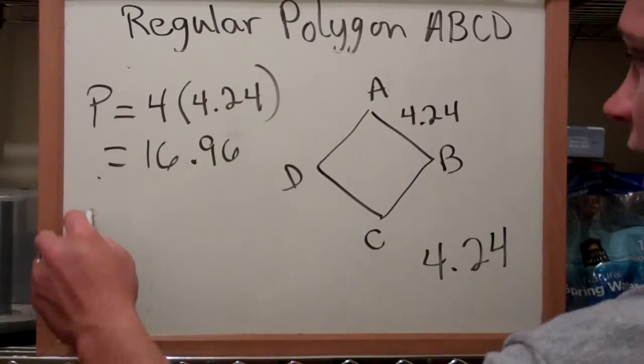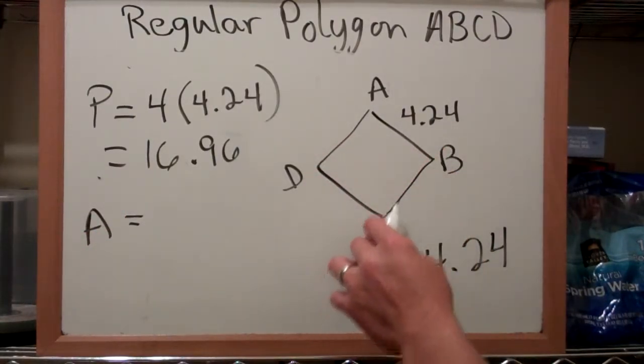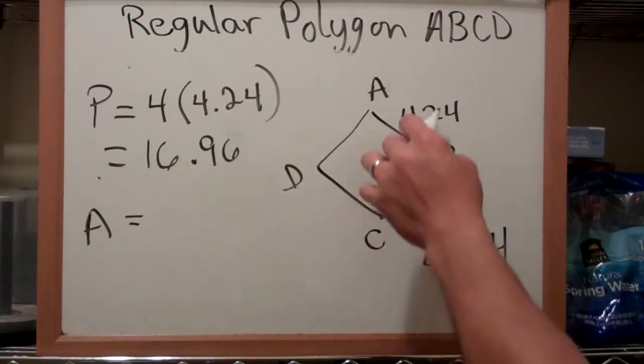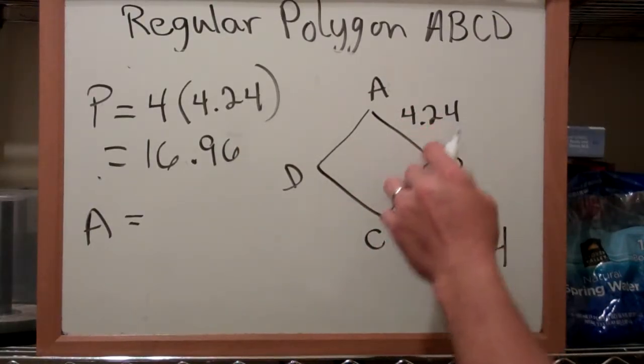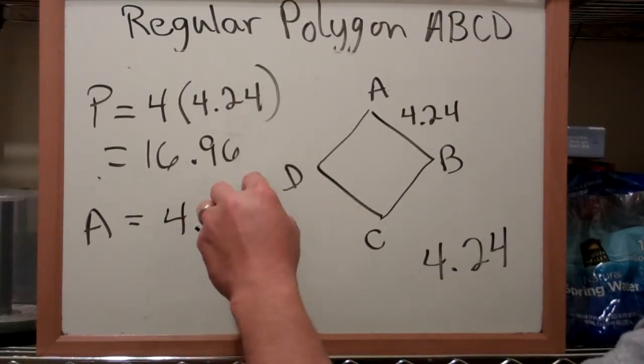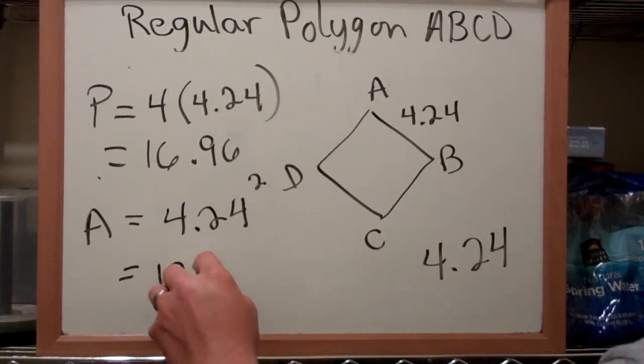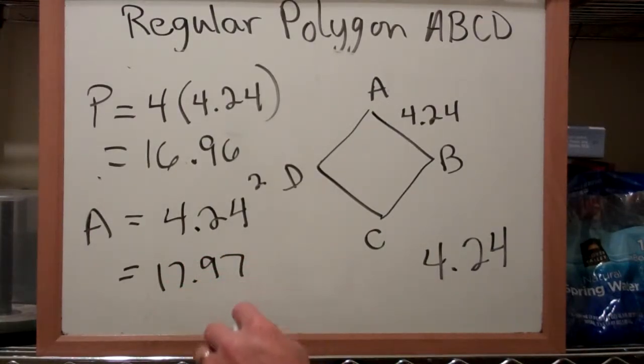And then if we wanted to find the area, we would take the side times another side. So since it's the same number, we can really say just 4.24 squared, which is equal to 17.97 units squared.